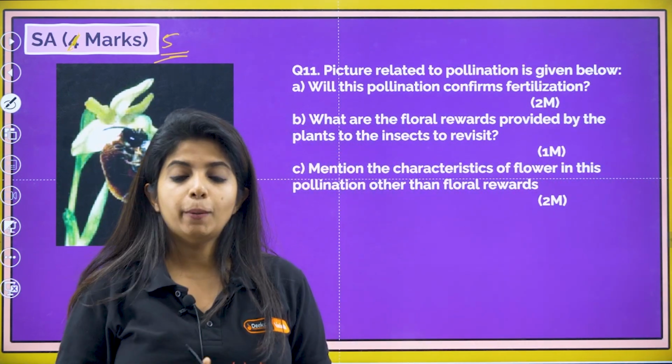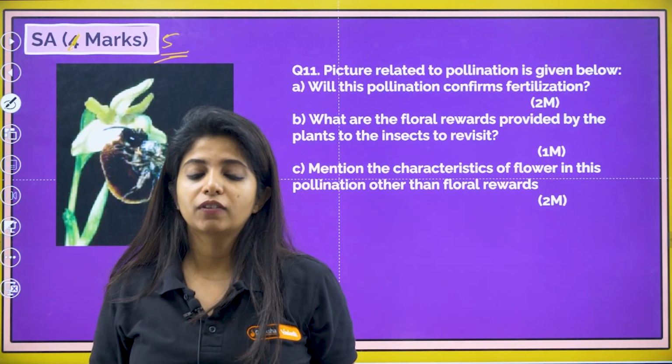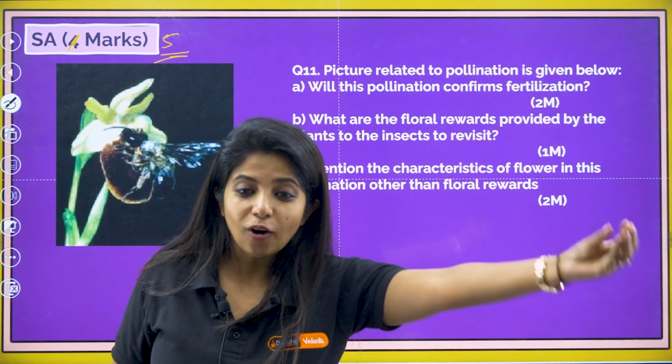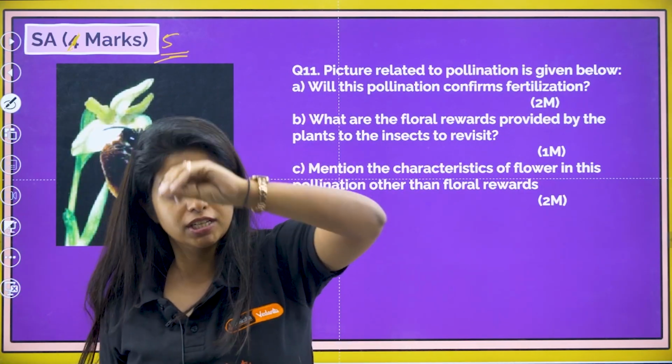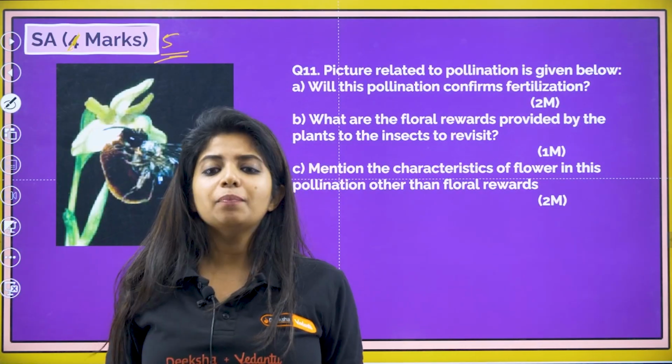What is pollination? Pollination is transfer of pollen grains from the stamen to the stigma, right? What is fertilization? Fertilization is fusion of the male and the female gametes. So, obviously this has to happen for fertilization to happen, but if this has happened, pollination has happened, do you think fertilization will anyway happen? No. There are chances that it may not happen.